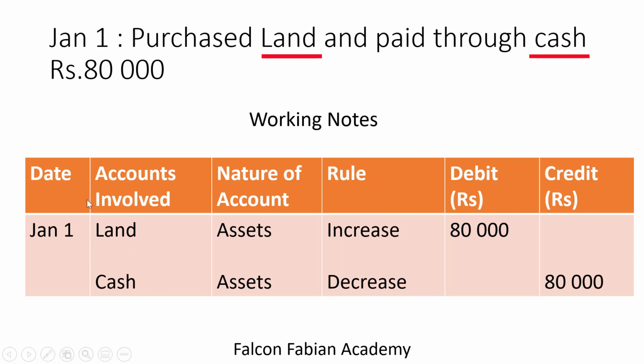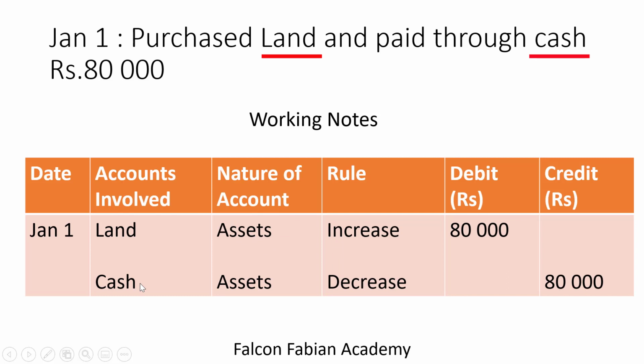The columns in this table are date, accounts involved, the nature of account, rule, a column to write the debit amount, and a column to write the credit amount. So here we will write the date, then the two accounts involved. And what were the two accounts involved? Land and cash. Now land is a resource for the business. Therefore, it is an asset for the business. So in nature of account, we will write assets.